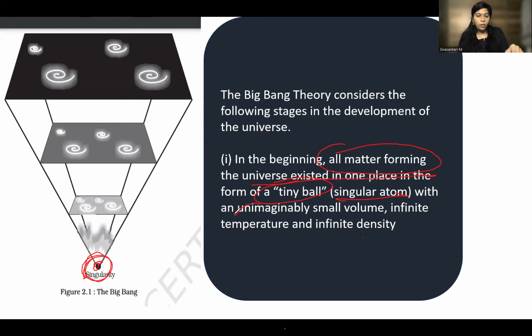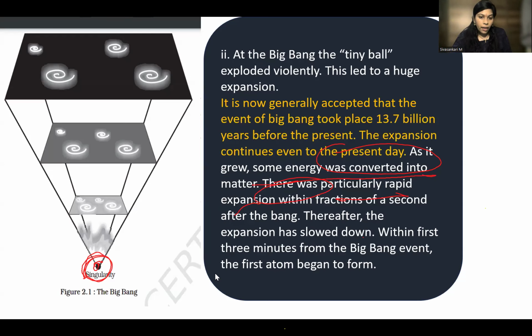Okay, so they said it was enclosed inside a single atom. Then what happened? At the Big Bang, that means an explosion took place. This tiny atom started exploding. That is called the Big Bang, and that is why we have named this theory the Big Bang. At the Big Bang, this tiny ball exploded violently.